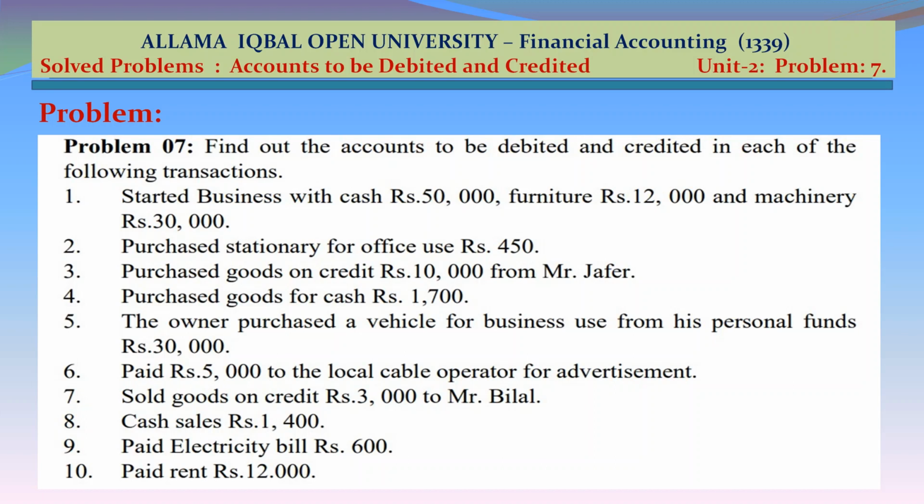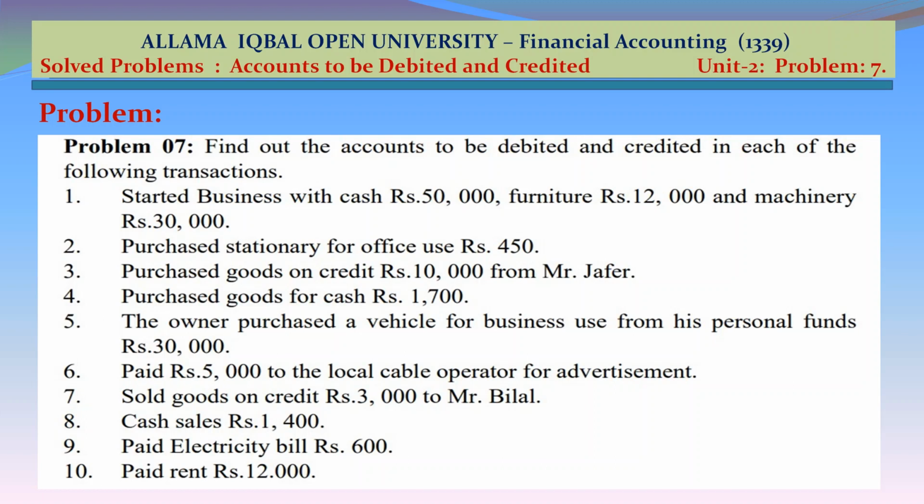1. Started business with cash 50,000 rupees, furniture 12,000 rupees and machinery 30,000 rupees. 2. Purchased stationery for office use rupees 450. 3. Purchased goods on credit rupees 10,000 from Mr. Jafar. 4. Purchased goods for cash rupees 1,700.